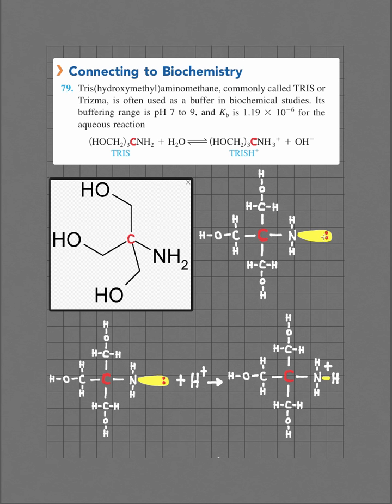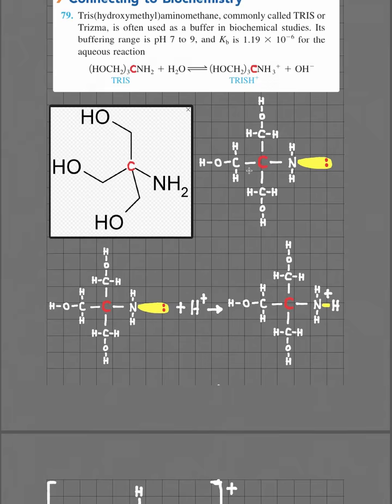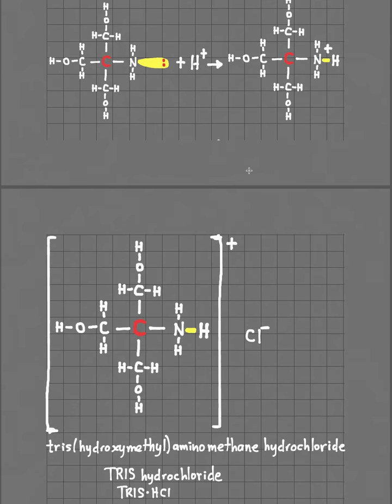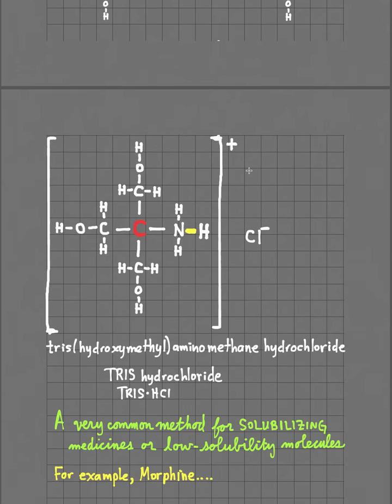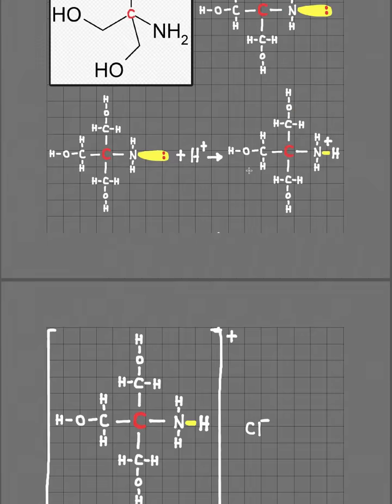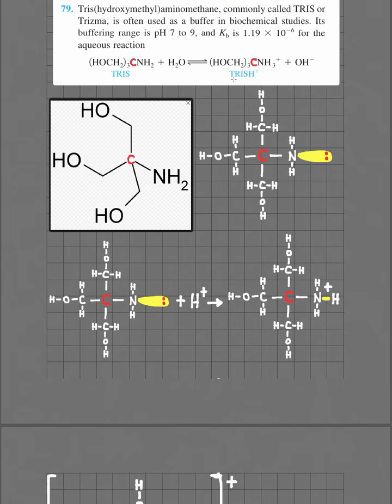The nitrogen lone pair here could quite easily accept another hydrogen ion and become positively charged, and so the whole molecule itself could be a positively charged molecule. So we could represent that as tris gains a hydrogen ion from somewhere to become a tris H plus cation. Different ways to represent that.